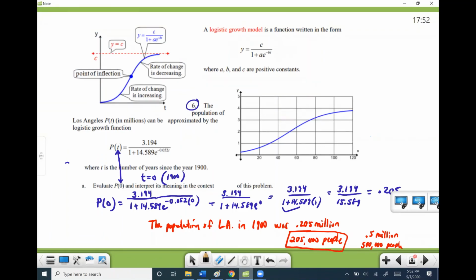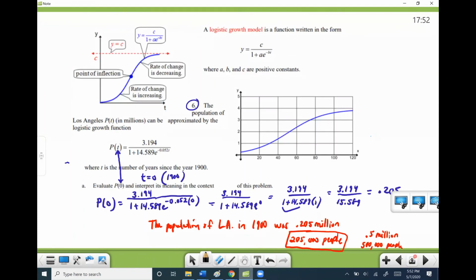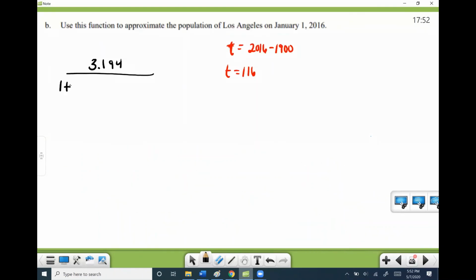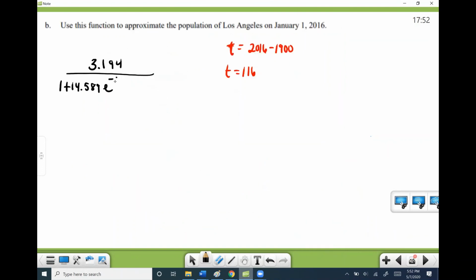So 3.194 over 1 plus 14.589 e to the negative 0.052, and then plug your 116 in. Calculator time. All right, guys, let's see what we all get.